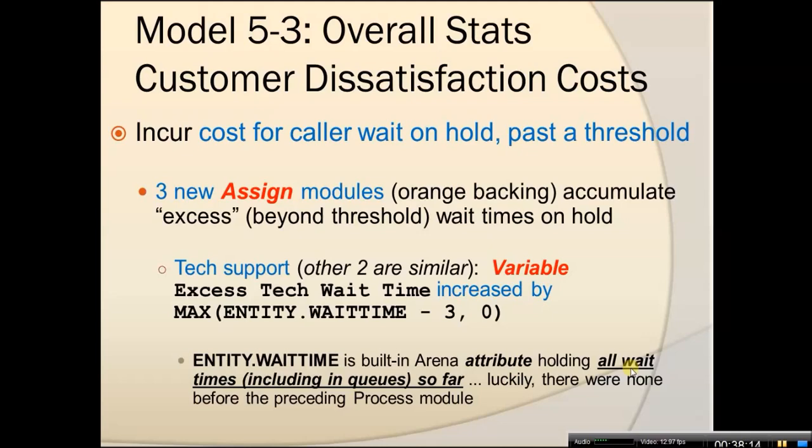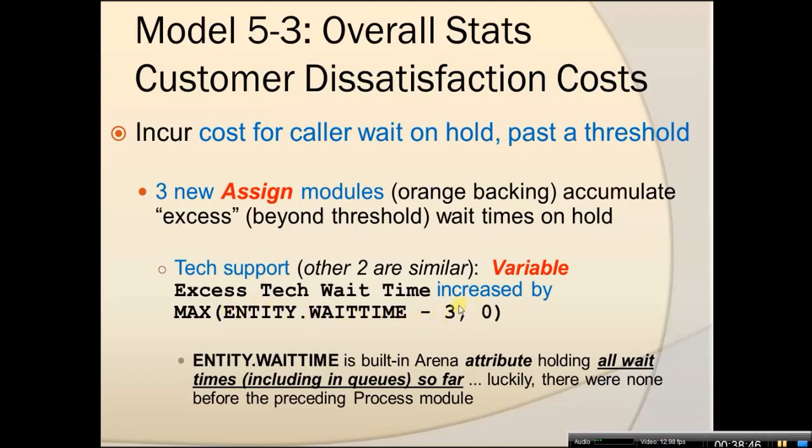We're going to have tech support excess time: excess tech wait time, excess sales wait time, and excess status wait time. So we'll introduce these 3 variables. For excess tech wait time, the way we're going to compute it is we're going to start it with 0, and then each time we're going to add the maximum between the entity waiting time minus 3 and 0. And that's what it does.